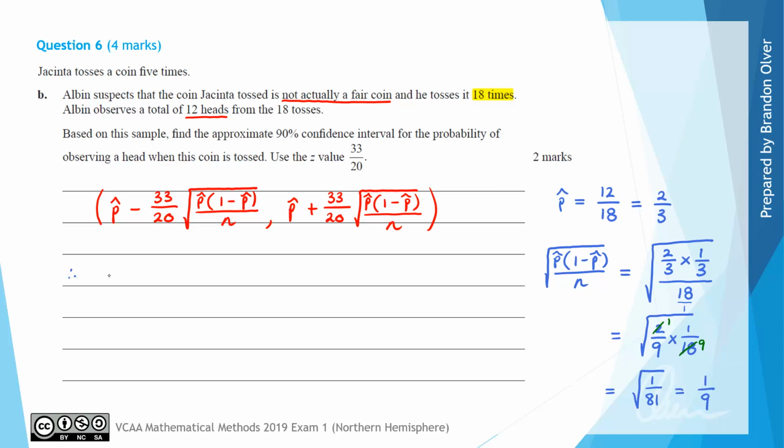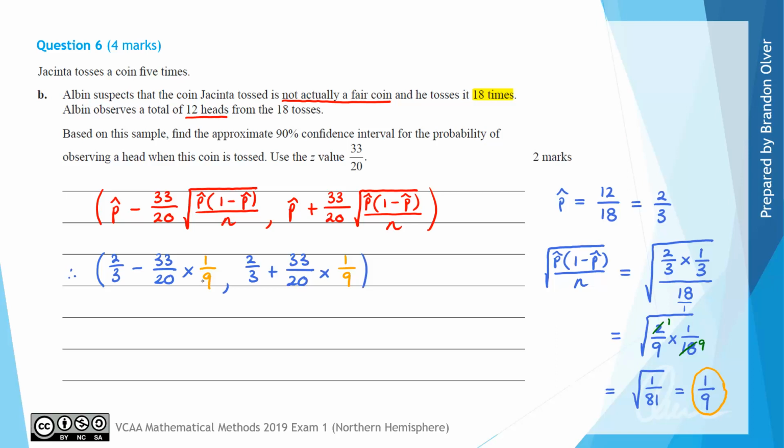So therefore, our confidence interval becomes p hat, which is 2 on 3, minus 33 on 20, times the square root of p hat times 1 minus p hat over n, which we worked out before was simply 1 on 9. So we're going to have 33 on 20 times 1 on 9. And then we also have, for our upper bound of this interval, p hat, which is 2 on 3, plus 33 on 20, multiplied by the same value of 1 on 9. And now our job is to simplify that as much as possible.